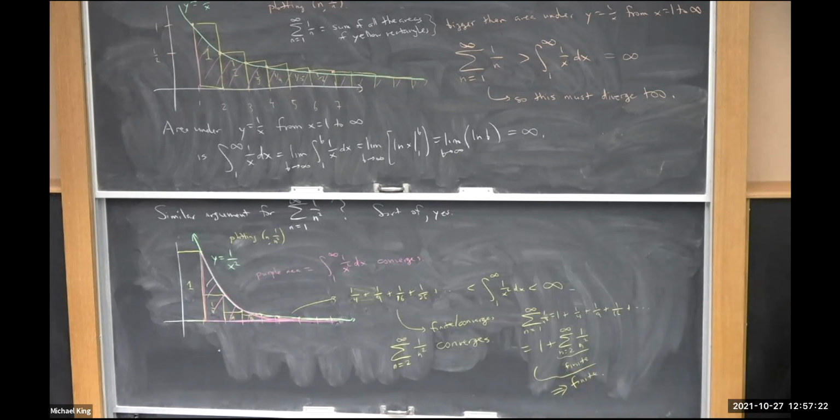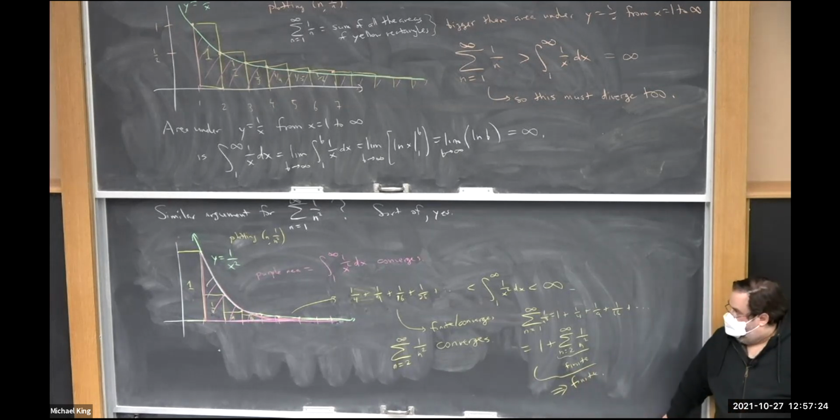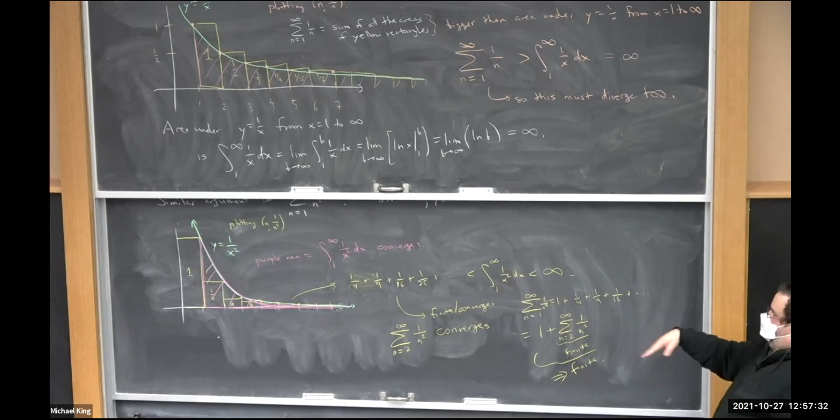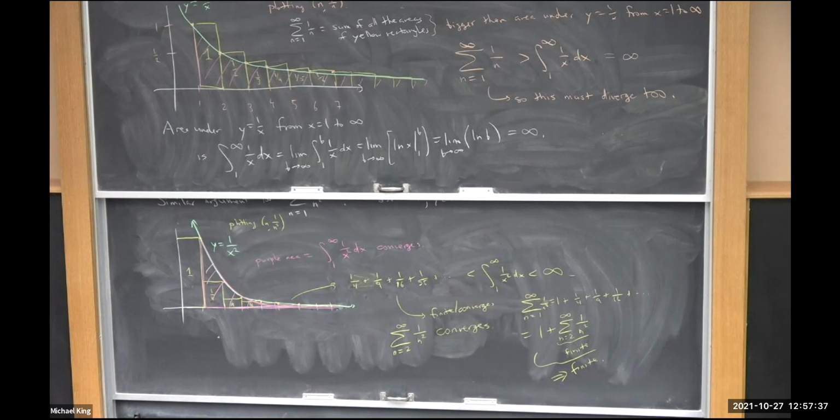Okay, does that make sense? Like I said, it's a slightly different argument, but you can just move the rectangles around and you're only really having to worry about finitely many rectangles maybe not being contained in the area that we're talking about. And that doesn't matter, then we can throw those away. Doesn't affect convergence. Questions about any of that?